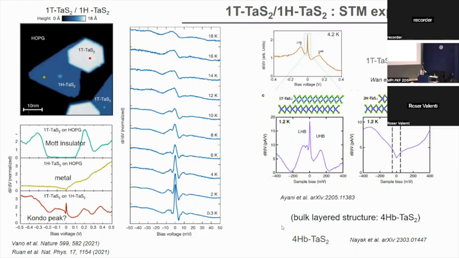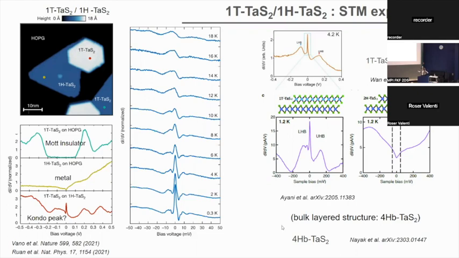in Aalto in Finland, where what they did is they grow these bilayers, 1T, 1H, on graphite, and basically they do then STM experiments. And depending on which layer they put the tip on, they observe a different behavior. So, for instance, when they put the tip only on the 1T monolayer, that's what they observe, basically a Mott insulating behavior, because this is the one where we have the localized moments. When they put the tip on a 1H monolayer, then the system is metallic, so it shows this metallic behavior.